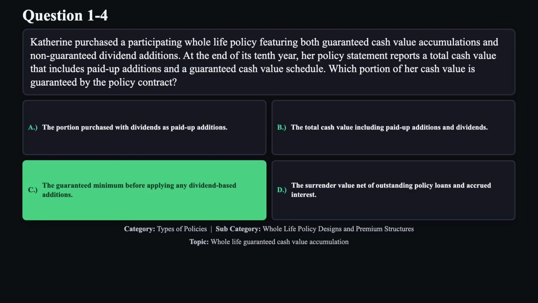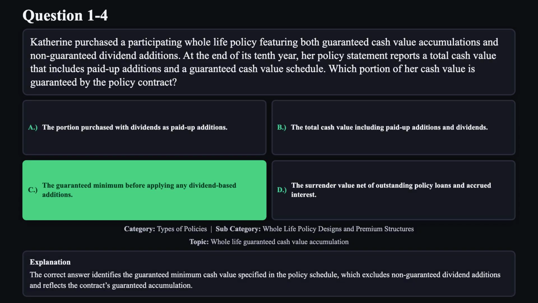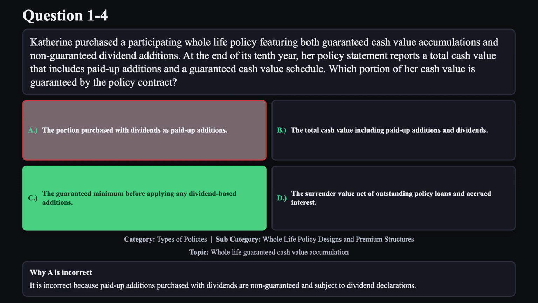The correct answer is C. The correct answer identifies the guaranteed minimum cash value specified in the policy schedule, which excludes non-guaranteed dividend additions and reflects the contract's guaranteed accumulation. Reason A is not correct. It is incorrect because paid-up additions purchased with dividends are non-guaranteed and subject to dividend declarations.